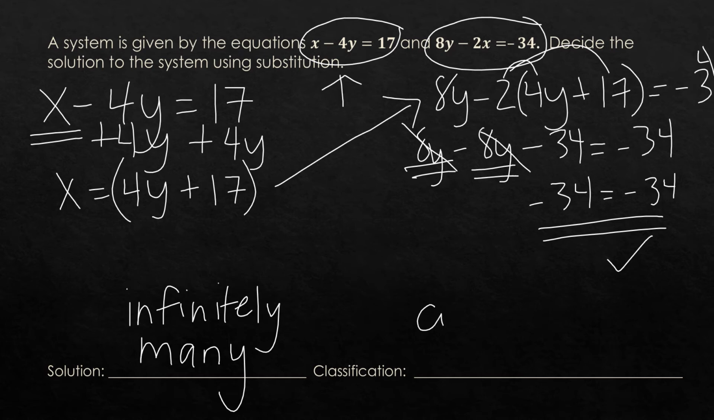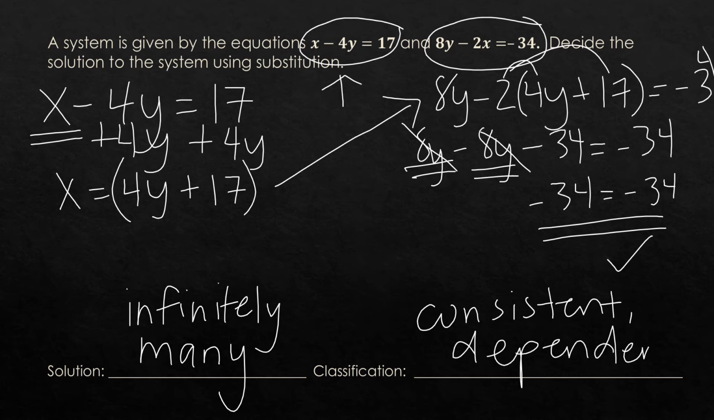So for my classification, this would be consistent because there are solutions, and it would be dependent. If I had gotten to the end of this problem right here, and this was a false statement, then that would mean there were no solutions and this was inconsistent.